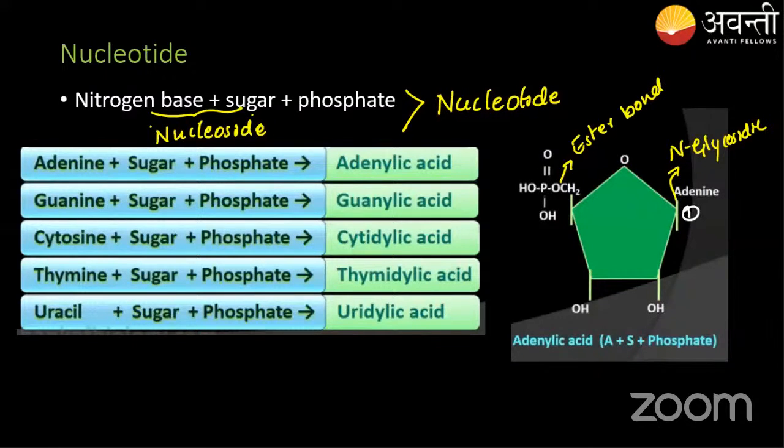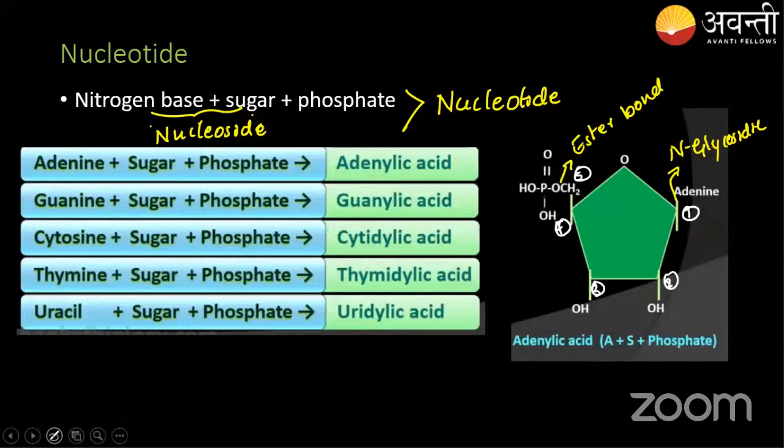You should also remember which carbon atom is forming which bond. The first carbon atom is forming a bond with the adenine. The second is empty, third is empty, fourth is empty. Again, the fifth carbon atom forms a bond with the phosphate group, forming the ester bond. When the adenosine, the nucleoside, is joined with a phosphate, we call it adenylic acid. Guanine, sugar, phosphate: guanylic acid, and cytidylic acid, thymidylic acid, uridylic acid.